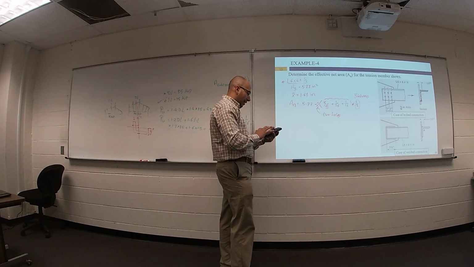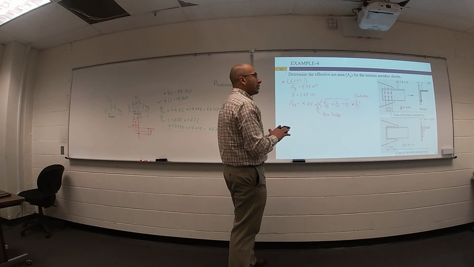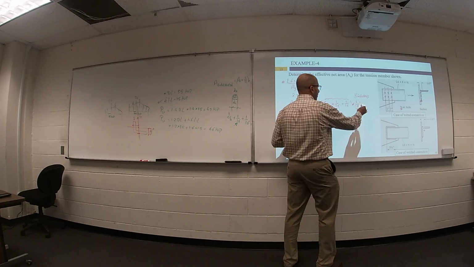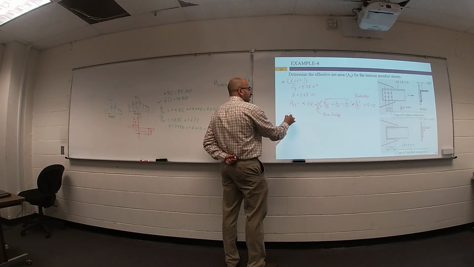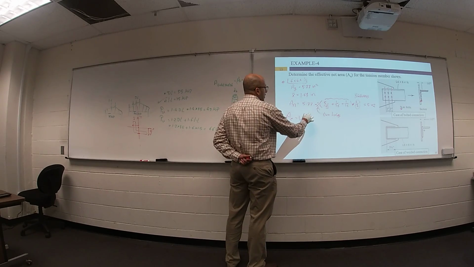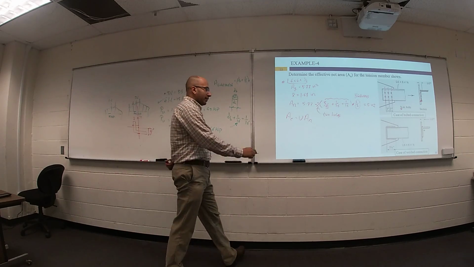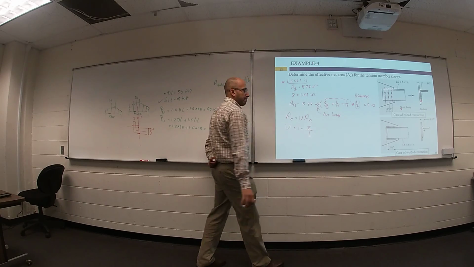Your area net will be 5.77 minus 2 pi, 6/8, 3/4, 5.5. 5.02, that's right? Yes, sir. Your area effective equal U times area net. That's right? U equal 1 minus x bar divide L.